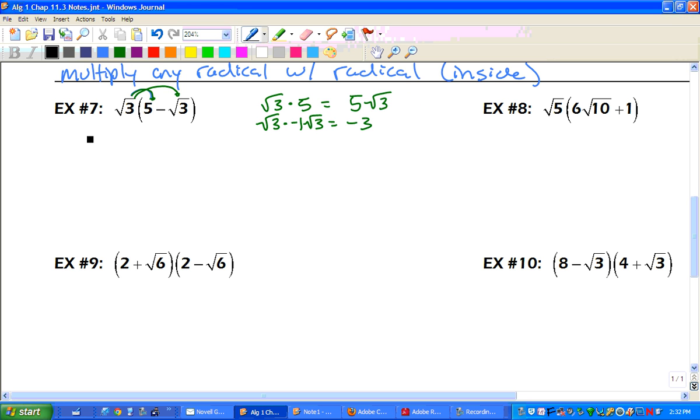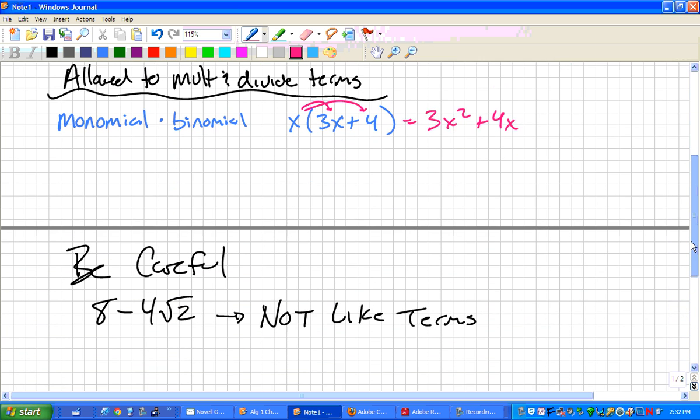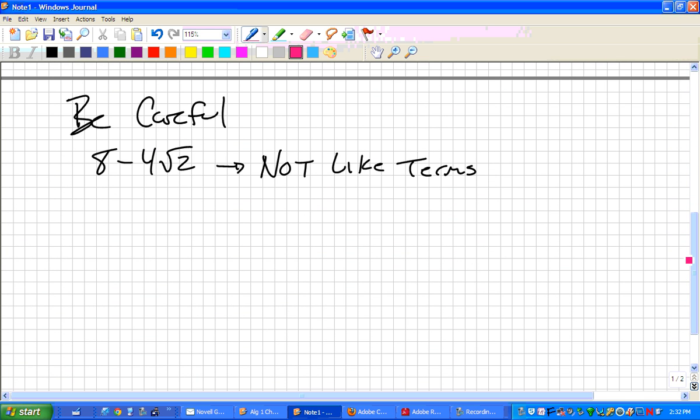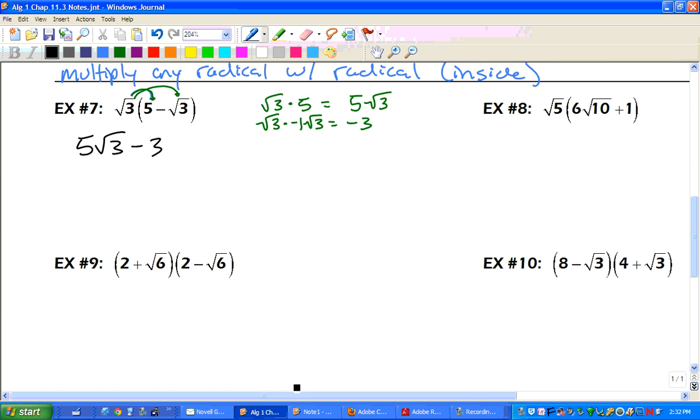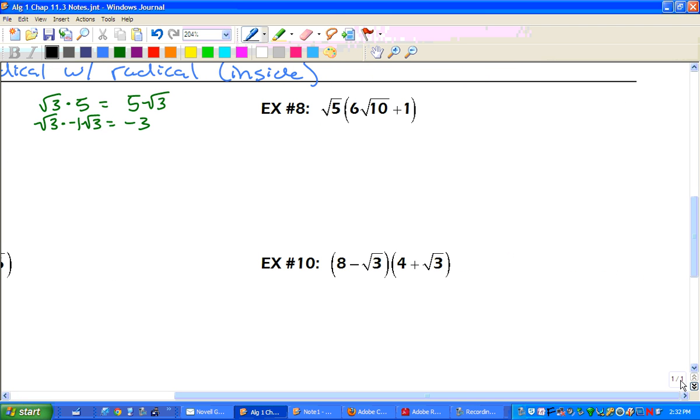So we're left with 5 root 3 minus 3. Okay? And can we combine those? No, we can't, because take a look. They are not like terms. So if they're not like terms, we can't combine them. It would stay like that. So our answer is just like that. Okay? All right.